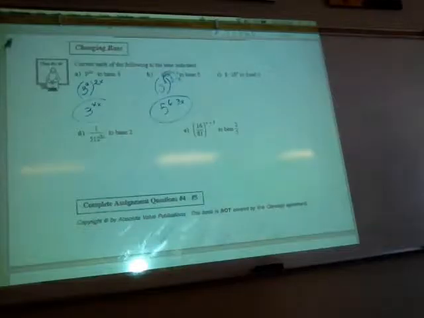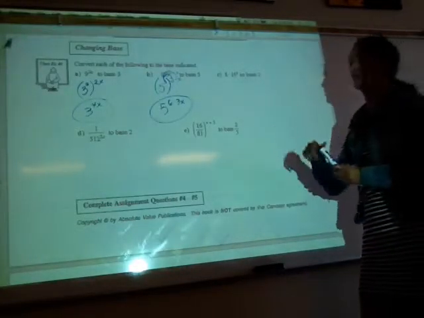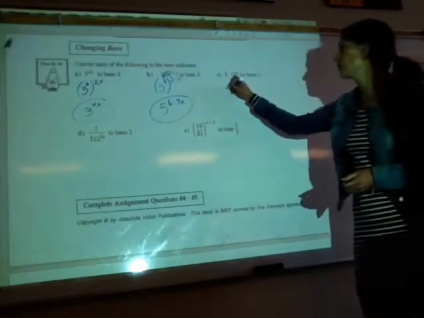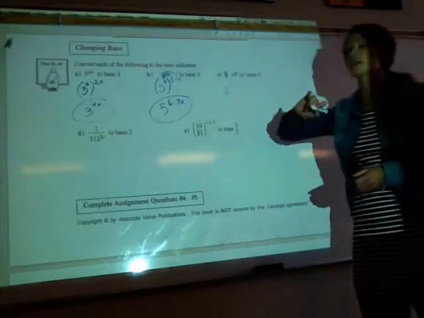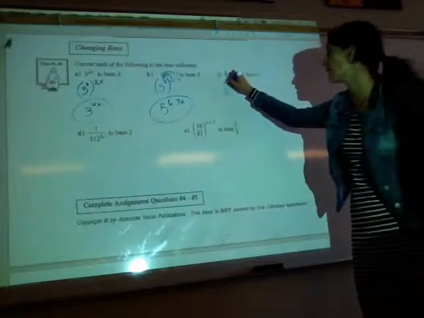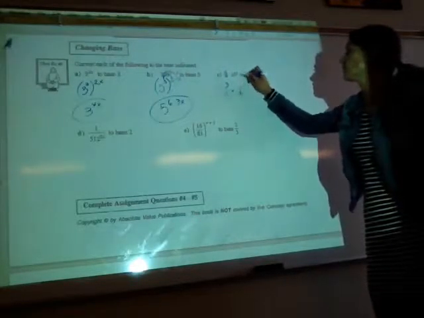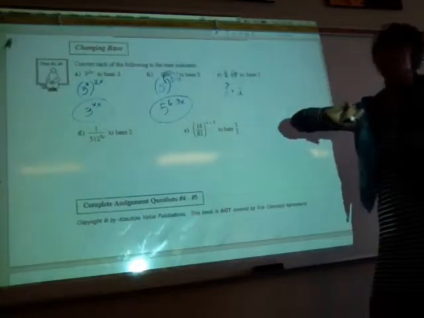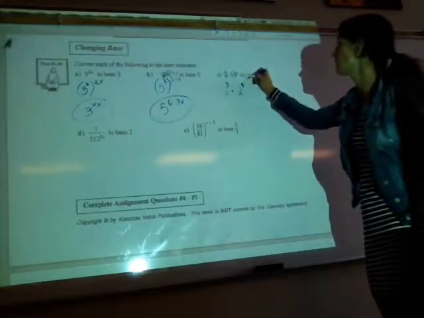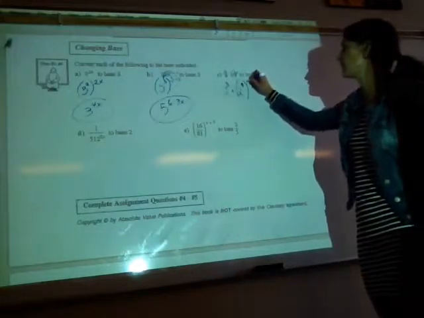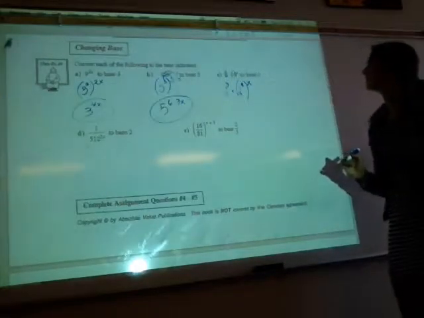Next question, we have 8 times 16 to the power of x. We need to change that to base 2. So 2 to the power of what is going to get me 8? 3. Very good. Okay, 2 to the power of 3 gave me 8. 2 to the power of what gives me 16? 4. Good. Okay, but just remember 16 had an exponent x on it.